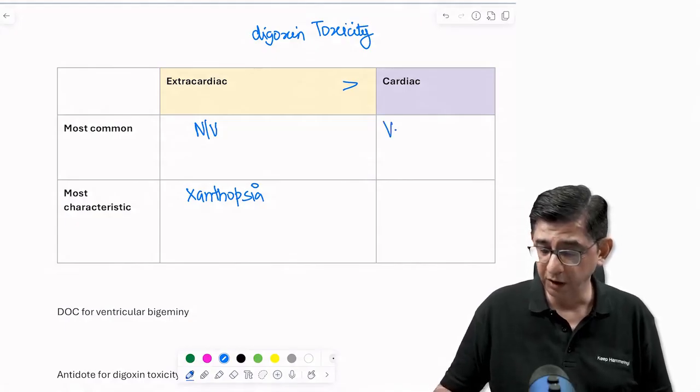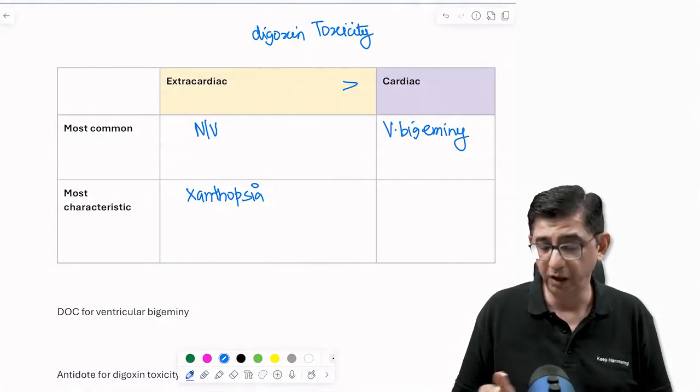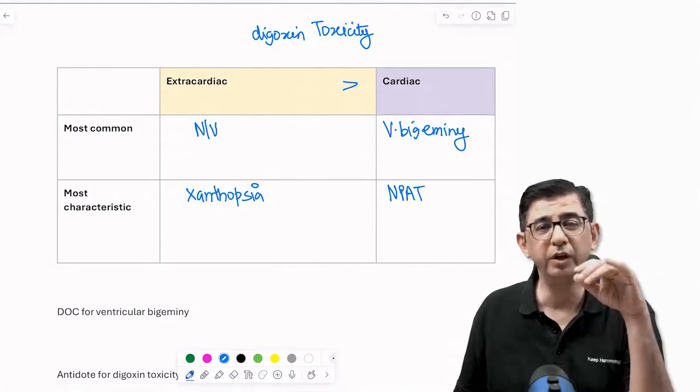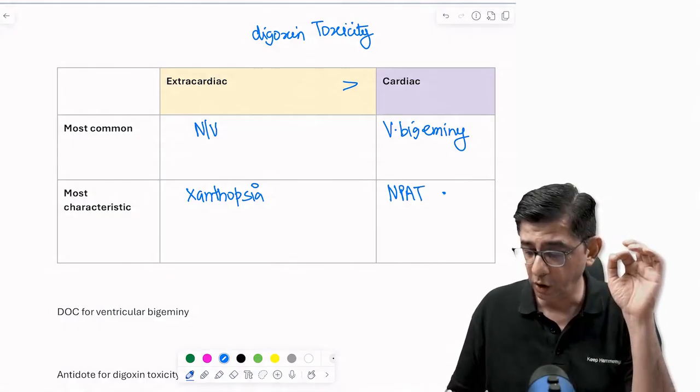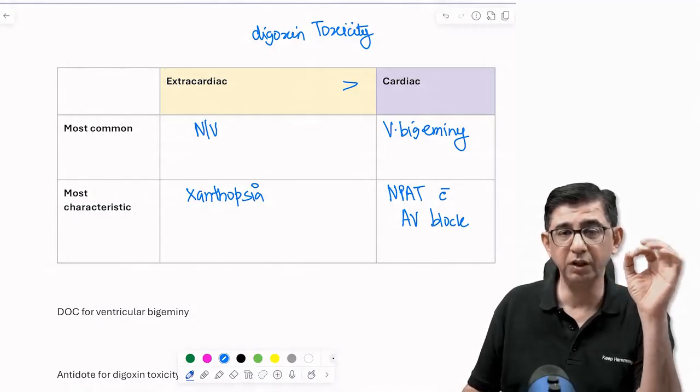For the cardiac one, they love to ask about it. Ventricular bigeminy is the commonest arrhythmia that is seen with digoxin toxicity. But if he changes it into most characteristic, then you will not read this word in entire cardiology: non-paroxysmal atrial tachycardia with an AV block. The word is NPAT, non-paroxysmal atrial tachycardia with an AV block.